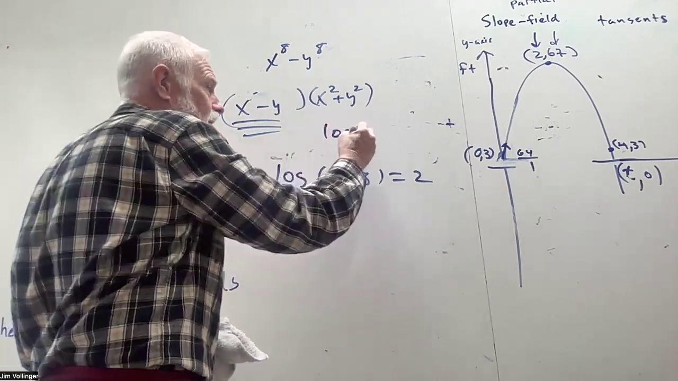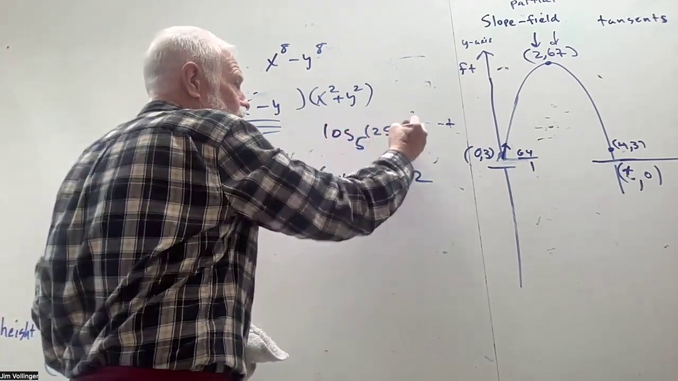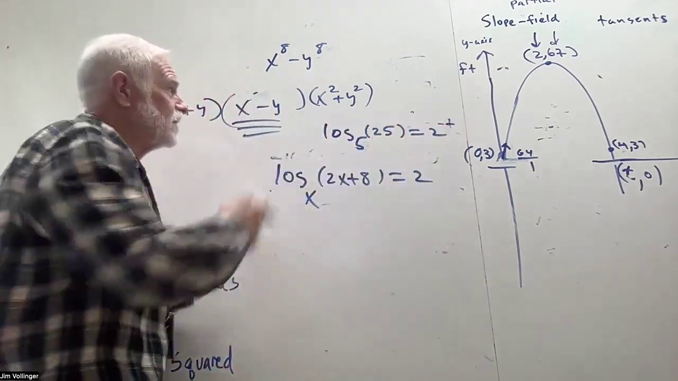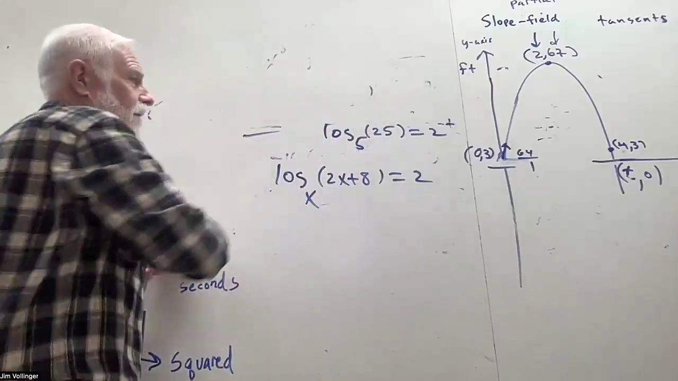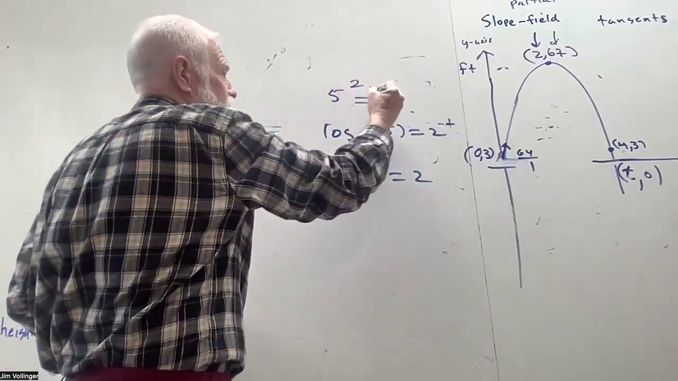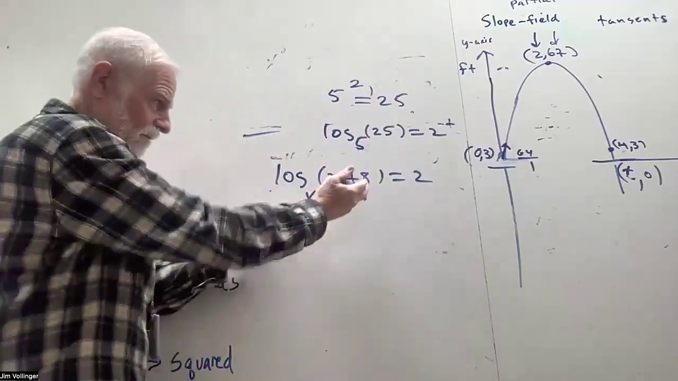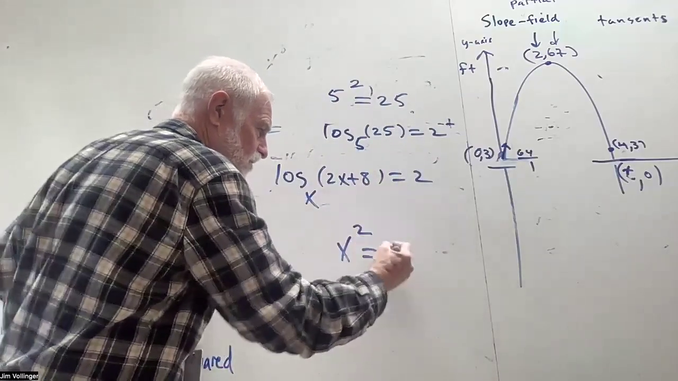I don't know. Log base 5 of 25 is 2. That was day 1. We said you can do what with that? You can write 5 squared equals 25. Right. Well, can't we write x squared equals 2x plus 8?